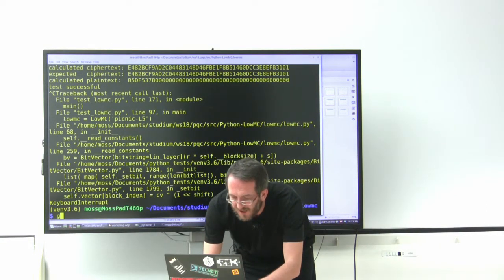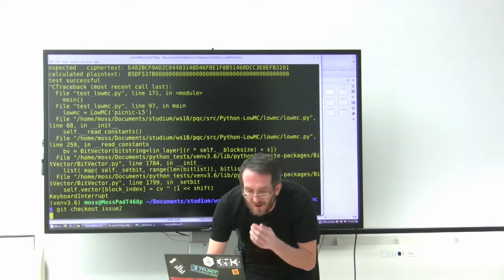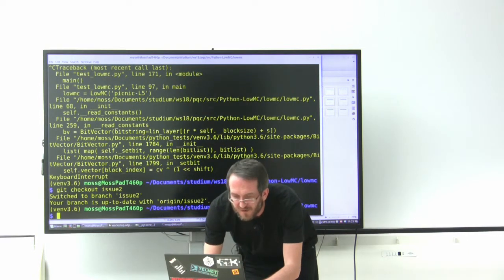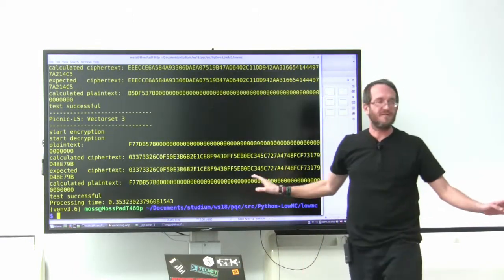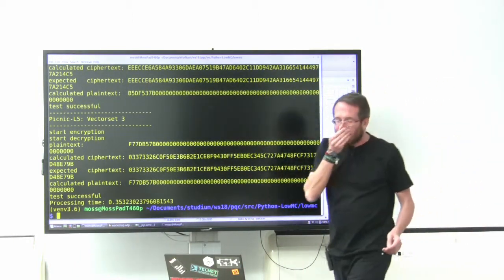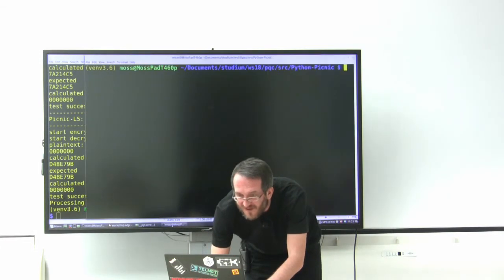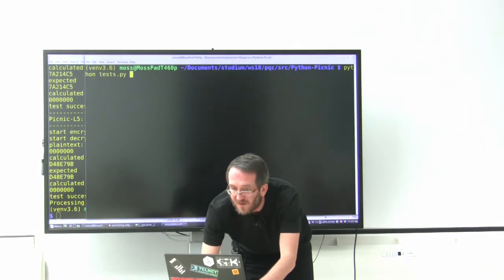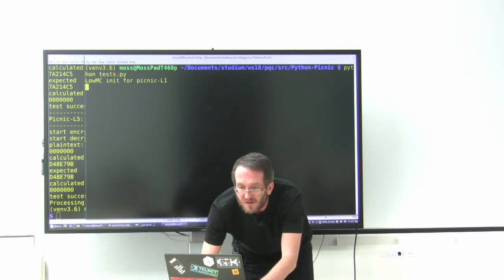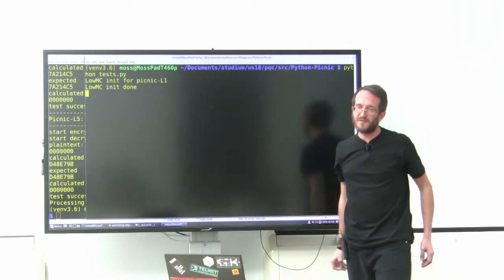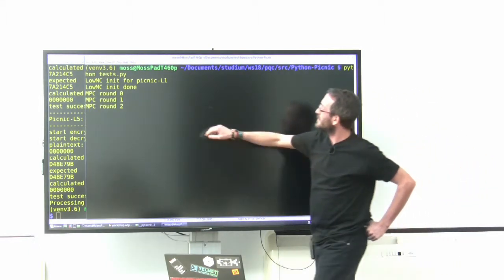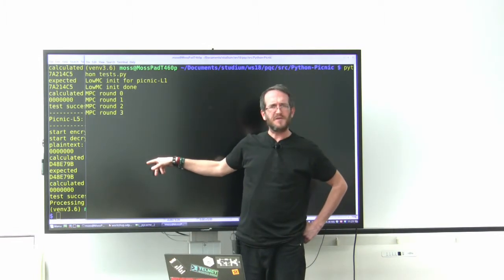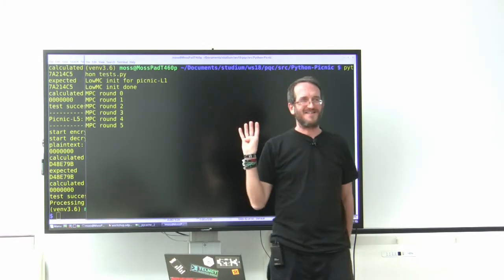So, let me change to my actual branch where the stuff is faster, and now you have to fasten the seatbelt. This is Picnic doing a signature, and as I mentioned, there are 219 rounds, and this is one round, this counts to 219. This takes 400 seconds.